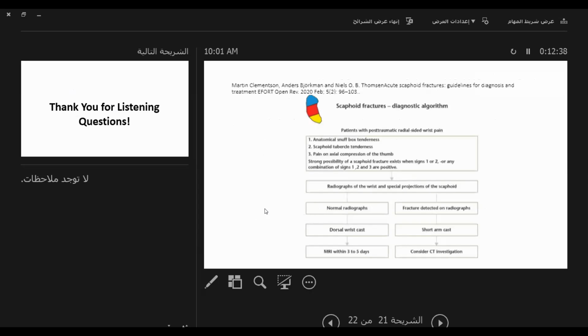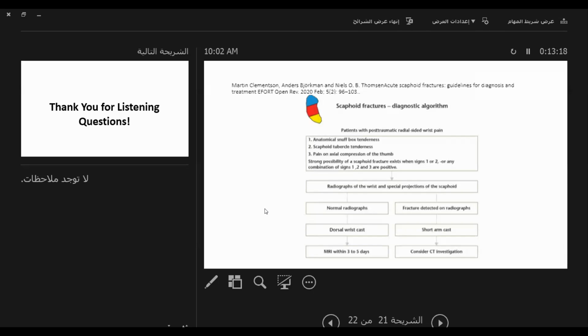Finally, in 2020, in the EFORT Open Reviews meeting, they proposed guidelines for the acute treatment of scaphoid fracture. A patient came to you with a history of falling on an outstretched hand. You find snuff box tenderness, you find scaphoid tubercle tenderness, pain on axial compression of the thumb. A strong possibility of scaphoid fracture exists if you have one or two signs, or any combination of them. If 1 and 2 and 3 are positive, it is highly indicative of scaphoid fracture.